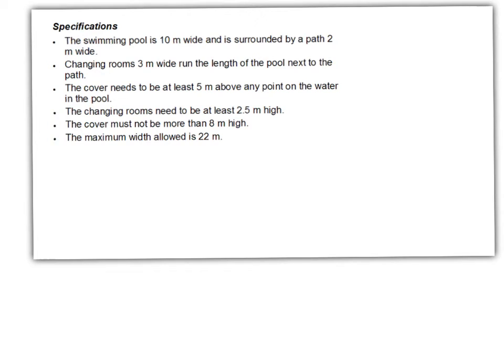So here are the specifications that the swimming pool cover has to meet. You need to read through these quite carefully because you're going to have to put this information onto your graph. So the swimming pool is 10 metres wide and it's got a path around it. There are changing rooms, and the cover has to be at least 5 metres above any point on the water in the pool. Okay, the changing rooms have to be 2.5 metres high to fit people inside, and the cover can't be more than 8 metres high. And the maximum width is 22 metres.